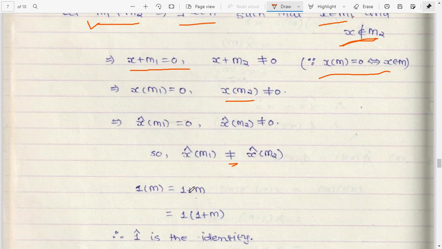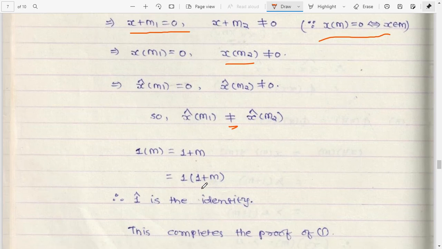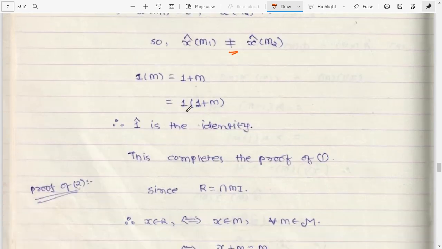1 of m is equal to 1 plus m, and 1 into 1 of 1 plus m. So 1 cap is the identity. This completes the proof of property 1. Now the proof of the second property.